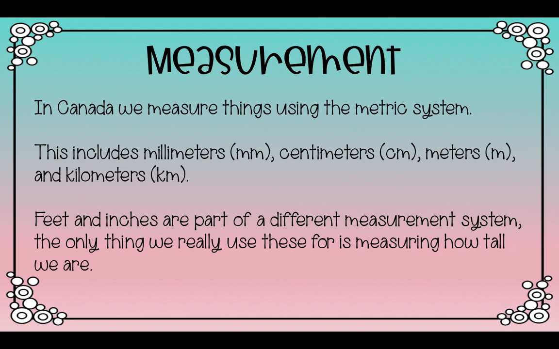In Canada, we measure things using the metric system. This includes millimeters, centimeters, meters, and kilometers. Millimeters are the smallest, and then those units get bigger as they get higher up. The words in the brackets after the units of measurement, that's how we abbreviate them.